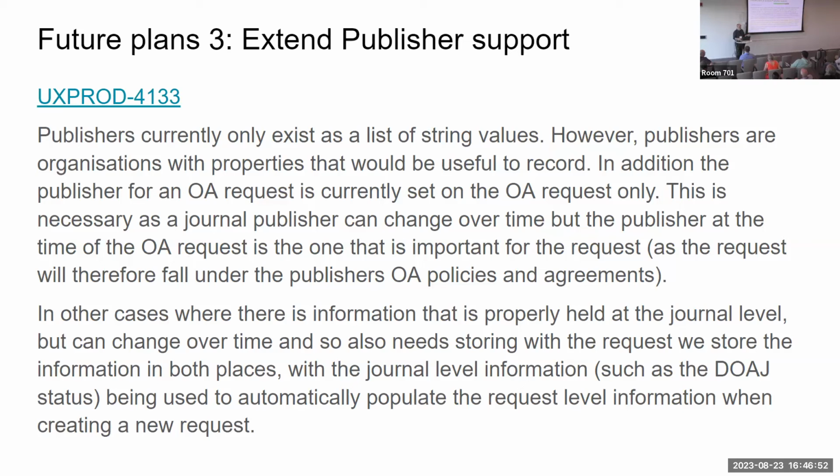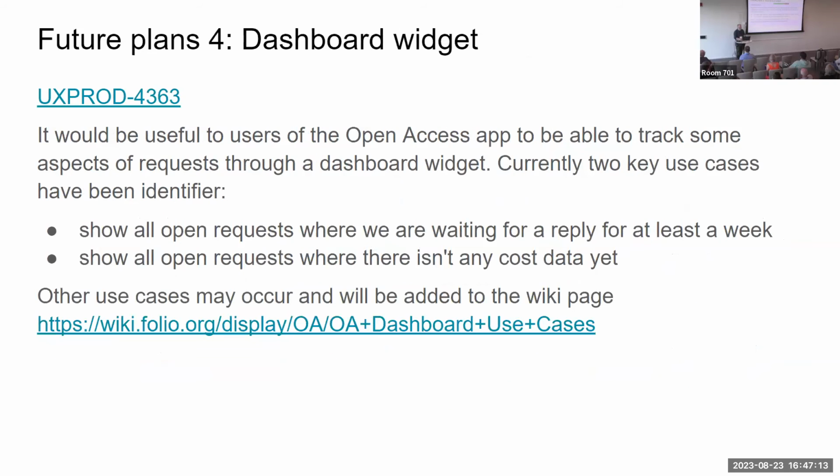The publisher is another one of those values, but at the moment we don't have a publisher field on the journal. We just have it on the request. So you have to fill that in every time, even though you've already attached the journal. So it's kind of double entry, or at least it feels like double entry, and you can't then see how that's changed over time or any of that. So there's some stuff there that we could expand to do a better job.